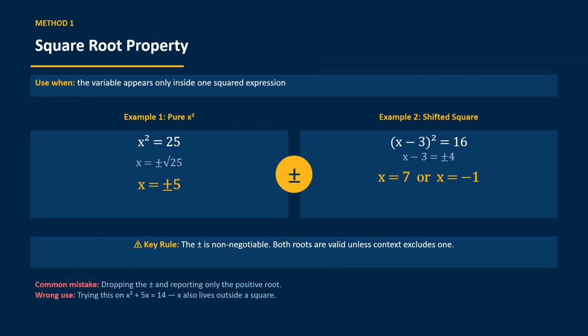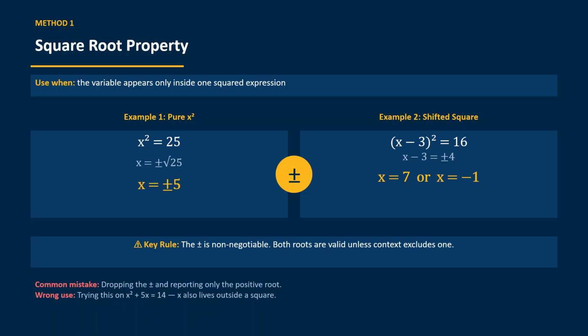Method 1. The square root property. Use this when the equation is already in the form x squared equals some number. The idea is simple. If x squared equals k, then x equals plus or minus the square root of k. The plus or minus is critical. You must report both the positive and negative roots. Let us look at 2 examples.